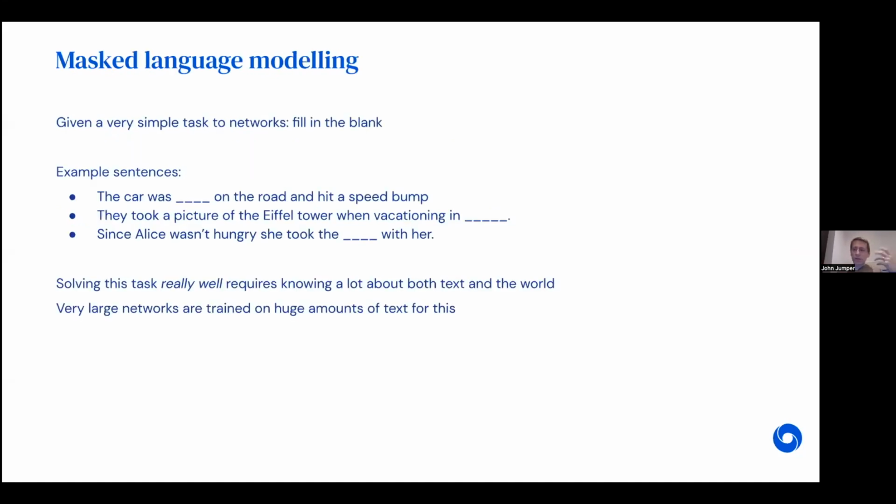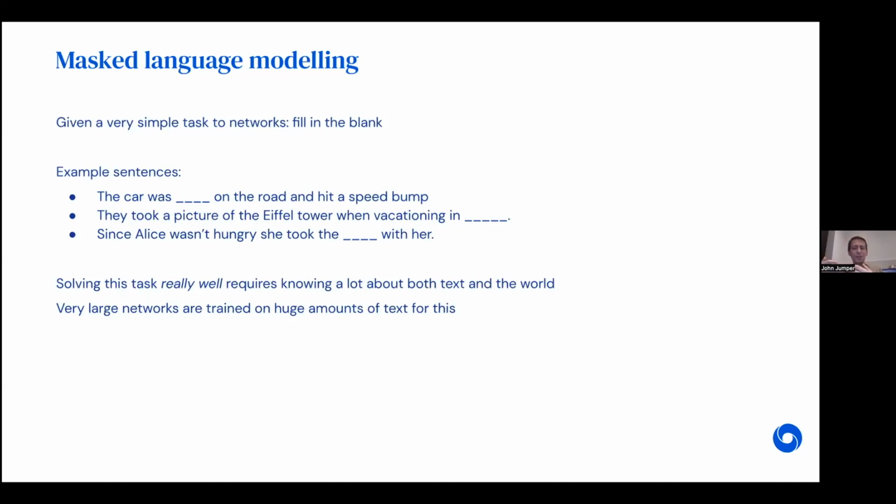And so if we start with masked language modeling, or BERT, which I'll sometimes call it after the first approach to do this, it's a very, very simple task. It's fill in the blank. It's a little bit of Mad Libs as a challenge. Some examples of how this is done in language: the car was blank on the road and hit a speed bump. One possible completion there might be speeding, probably isn't stopping, for example.